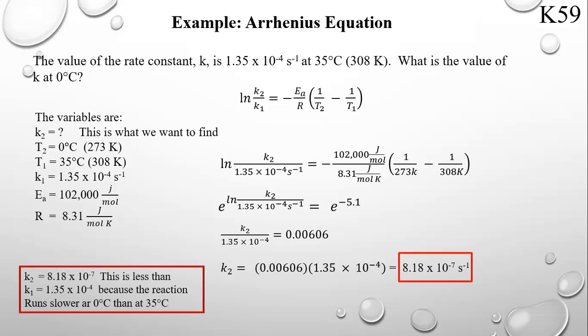Let's go over here to the bottom left. K2 is 8.18 times 10 to the minus 7th, which is less than K1, which is 1.35 times 10 to the minus 4th. In other words, K1 is about 1,000 times bigger than K2 because the exponent is less negative. That happens because the reaction runs slower at 0 degrees centigrade than it did at 35 degrees centigrade. Okay, messy equation. It's just arithmetic. It's just knowing how to manipulate that equation and plug in the numbers properly.